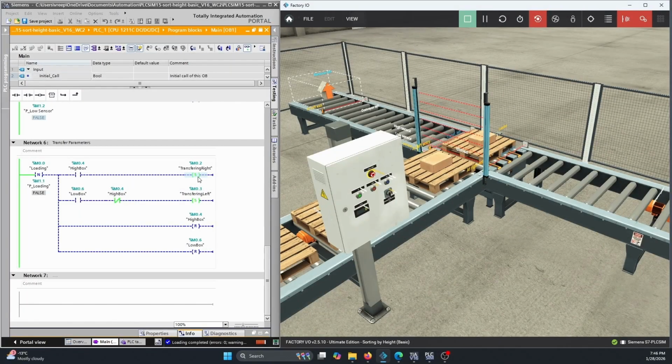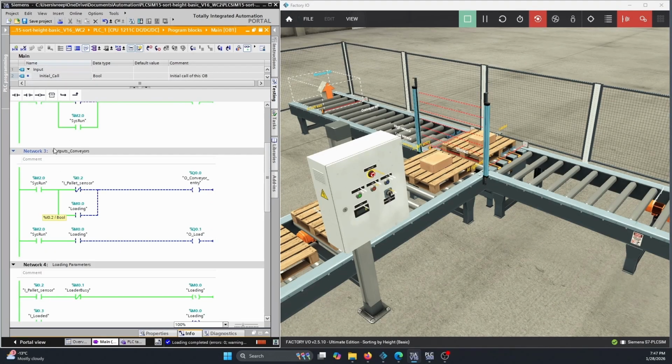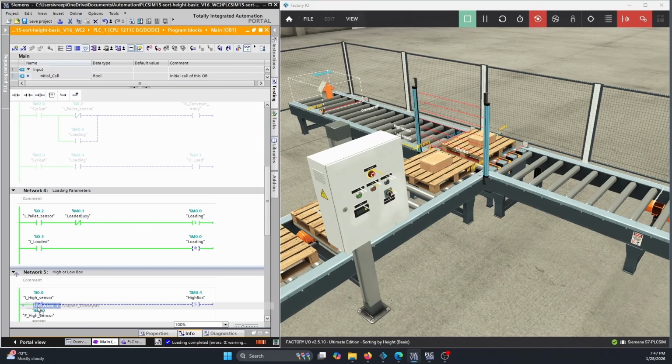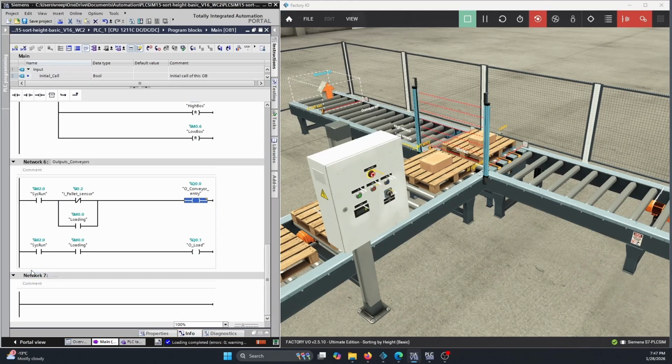Okay, let's do some outputs now, guys. So where were our outputs? Outputs were here, right? Let's move this guy down. Let's move our outputs all the way to the bottom here now. Okay, so we're moving our outputs down.